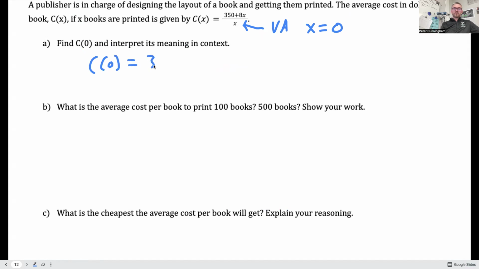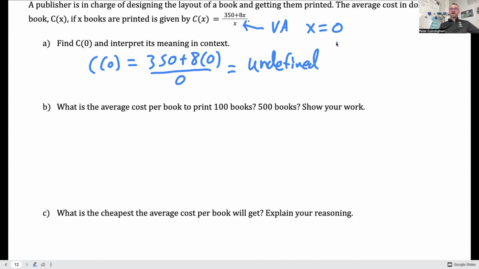C of 0 equals 350 plus 8 times 0. So we're actually trying to figure out what this means. What you would get if you put all this in, because you're dividing by 0, is something that's undefined. And the reason you get something that's undefined is because would you have an average cost per book if you bought no books?